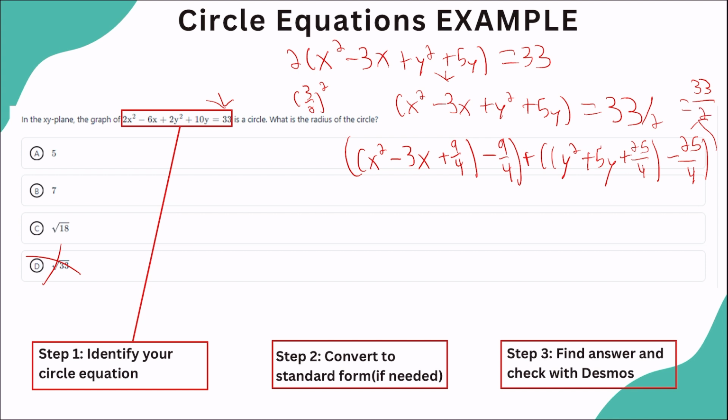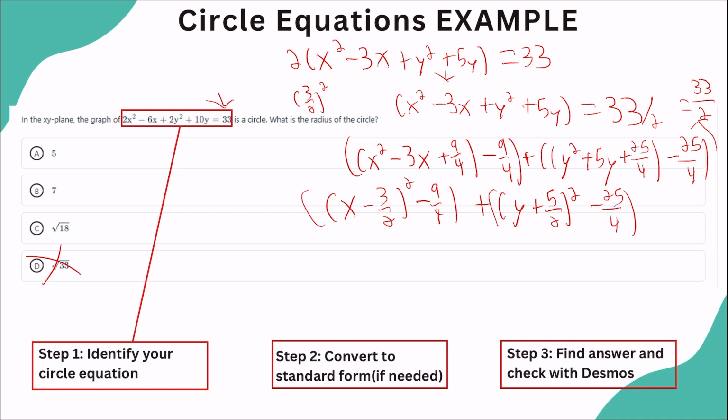Now since we've completed the squares, we can simplify this first term to x minus 3/2 squared, and we still have this minus 9/4. For this one, we can change it to y plus 5/2 squared, and we still have this minus 25/4 equals 33 halves. Now I'm going to add the 9/4 and the 25/4 to the right side so we can clean up the left side of our equation to look like the form that we can extract important information from, the standard form.